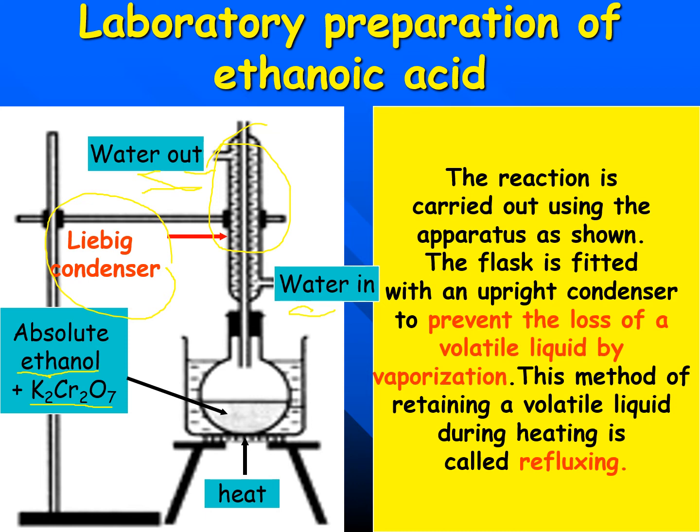Here. Upright condenser. Ada pun tulisan kat sini. The reaction carried out using apparatus as shown. So we call this as reflux apparatus. An upright condenser. Condenser change from fumes into liquid. Gas into liquid to prevent the loss of volatile liquid. Volatile liquid, which is ethanol. Yes, ethanol is volatile liquid by evaporation. This method is retaining a volatile liquid during heating is called refluxing. Refluxing. Okay, reflux method.